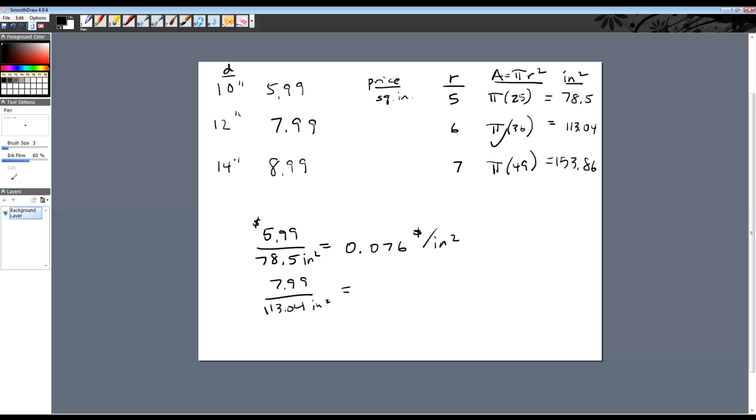$7.99 divided by 113.04 gives us $0.0706 per square inch. And then lastly, $8.99 for 153.86 square inches gives us $0.058 per square inch. So the cheapest price would be this one at 0.058. So the 14-inch pizza is the best buy.